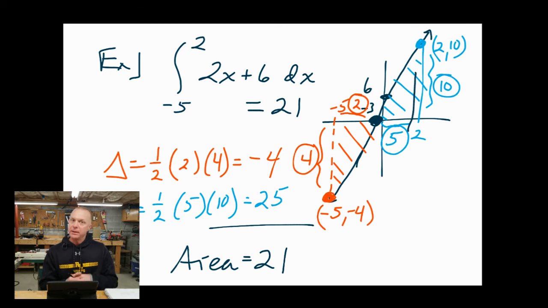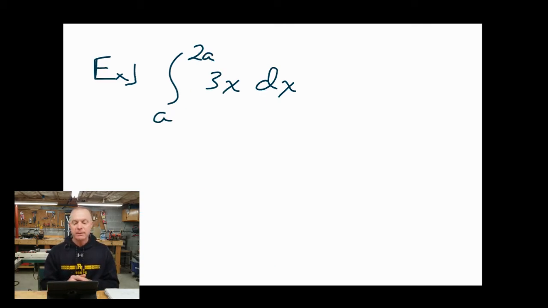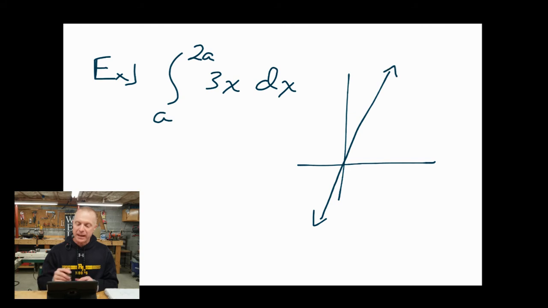All right. One more problem, and it's kind of special because it's not a typo. It's the integral of 3x from a to 2a. So it seems like our limits of integration are variables. Well, it shouldn't be too scary. We should be able to graph 3x. That's your calculator. It's just a line. It's got a slope of 3.